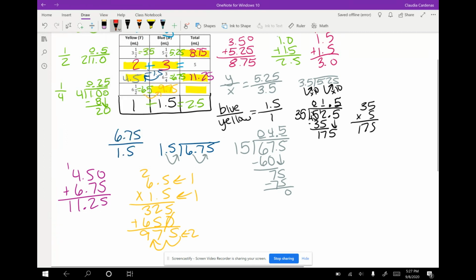Our final total. So 6.5 plus 9.75. See, I told you there was going to be a lot of decimal work. So that's 15, that's 16. And we get a total of 16.25 milliliters total.